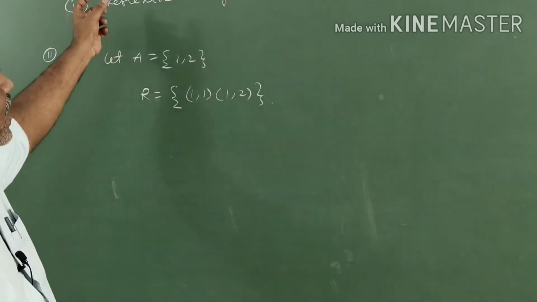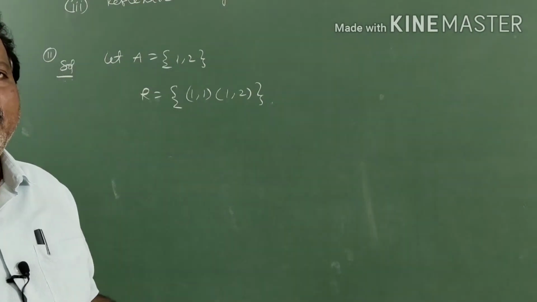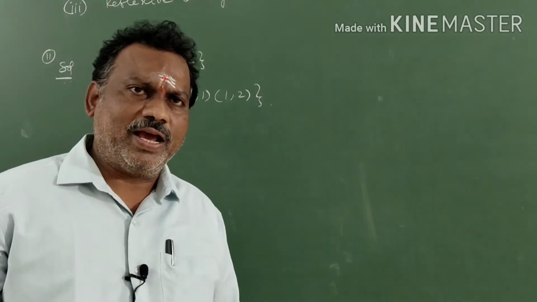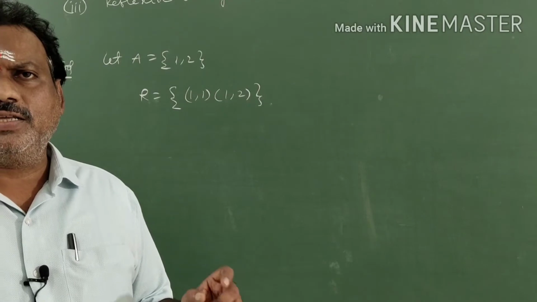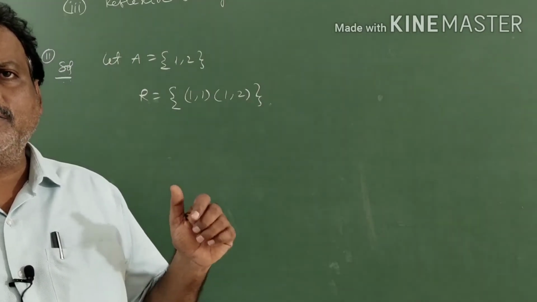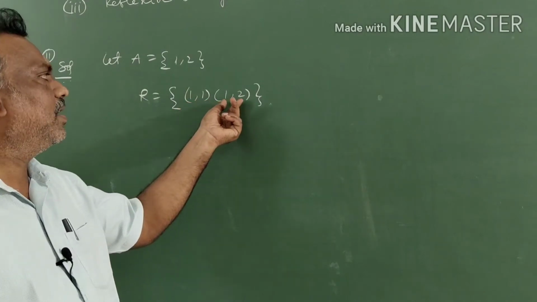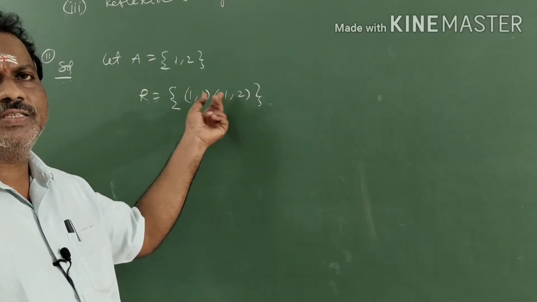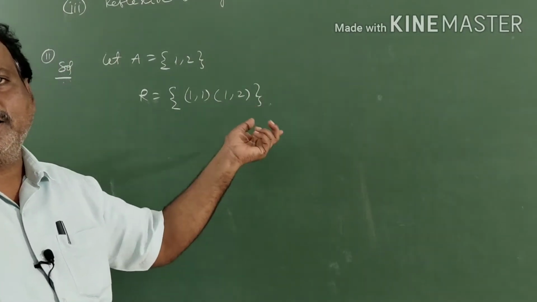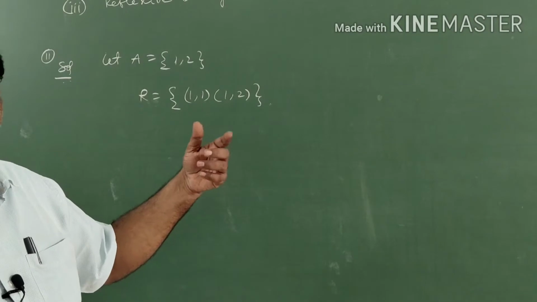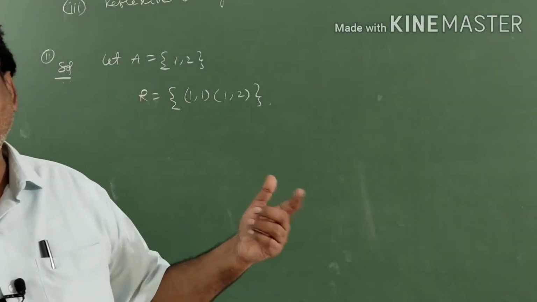Now we have to check the transitive. Transitive means (a, b) belongs to R, (b, c) belongs to R, then (a, c) must be there. If ordered pair (a, b) and ordered pair (b, c) both exist, then ordered pair (a, c) is possible. (a, b) is (1, 1), (b, c) is (1, 2), then (a, c) is (1, 2). (1, 2) also exists here. That's why it is an example for a transitive relation. So we can say that it is neither reflexive nor symmetric, but it is transitive.